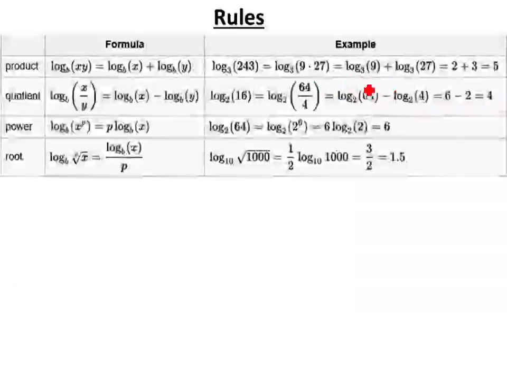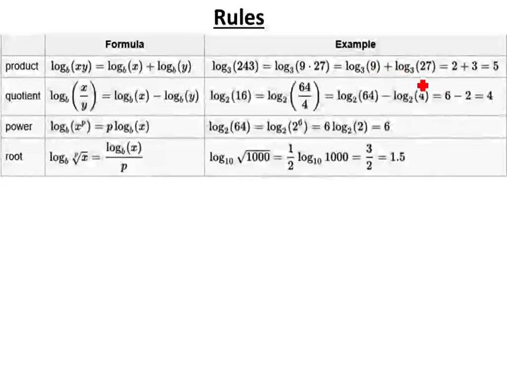They're very easy, because we know that 3 to the power of what makes 9? 2. 3 squared is 9. And 3 to the power of what makes 27? 3. Because it's 3 times 3 times 3, which is 9 times 3. Then it's 2 plus 3 equals 5, sorry. What am I saying? This one. So that was multiply, if they're multiplied here.